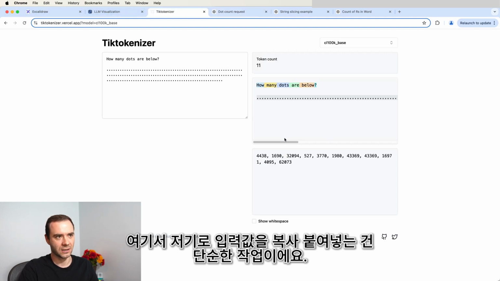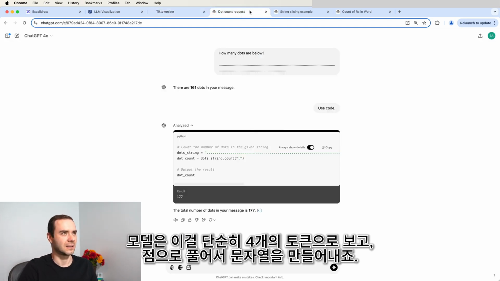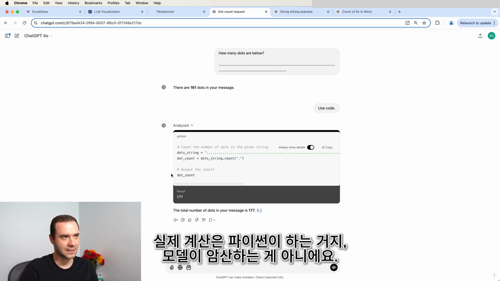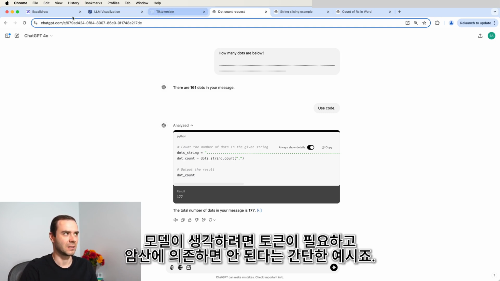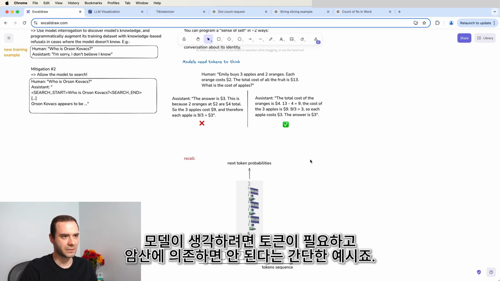The task of copy pasting my input here to here is very simple, because the model sees it as just these 4 tokens or whatever it is. So it's very simple for the model to copy paste those token IDs and unpack them into dots here. It creates this string, then calls Python's count routine, and comes up with the correct answer. So the Python interpreter is doing the counting, not the model's mental arithmetic. It's again a simple example of models needing tokens to think, not relying on their mental arithmetic.